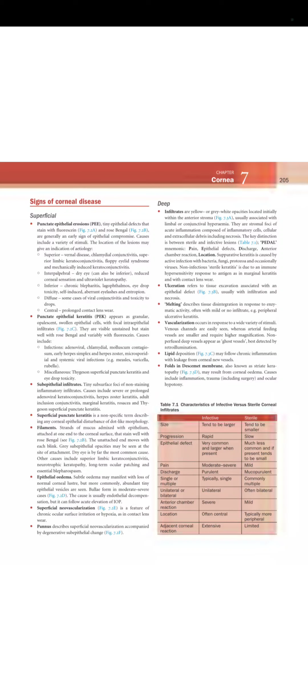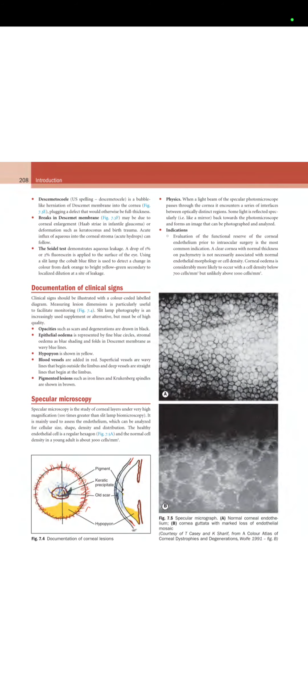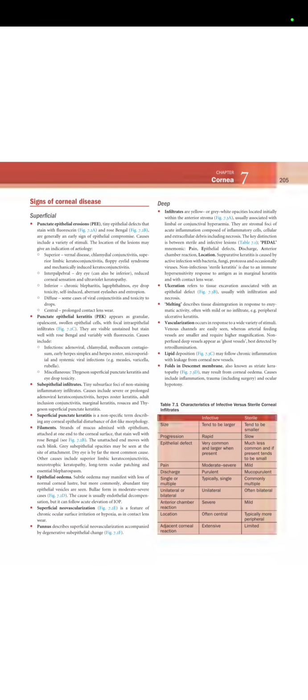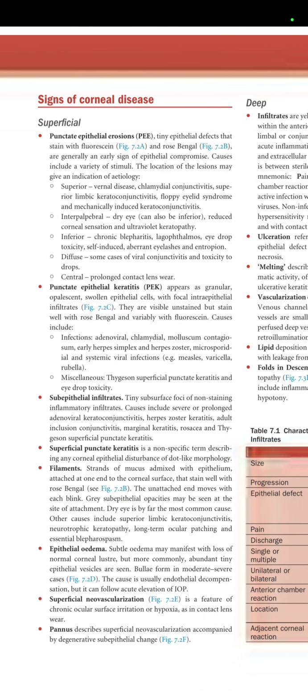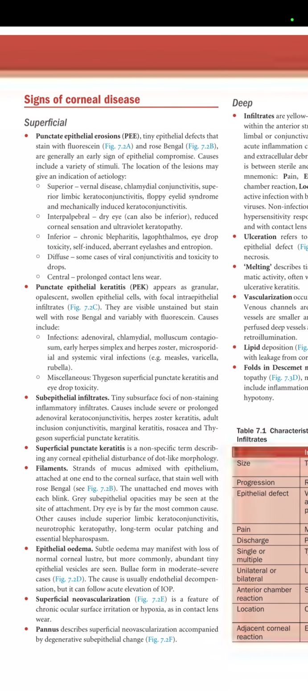We are now going to start cornea part 2, and in this part we are going to discuss the signs of corneal disease. So let's get started. The signs of corneal diseases are going to be superficial and deep.